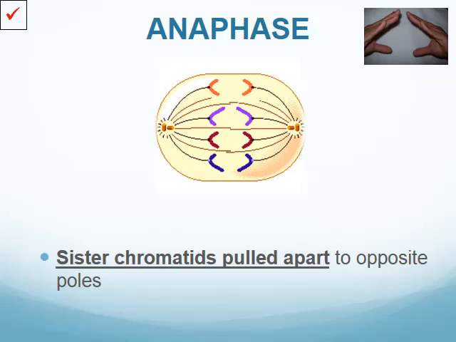During anaphase, our third step, the sister chromatids are pulled apart to opposite poles. So, with our hands like this, kind of like you're holding, I guess you could say, a burger, the sister chromatids are pulled apart to opposite poles. Your hands actually look very similar to what's going on during anaphase. The sister chromatids are pulled apart, and they're going to continue to be pulled apart until they reach the opposite ends of the poles, or the opposite ends of the cell.